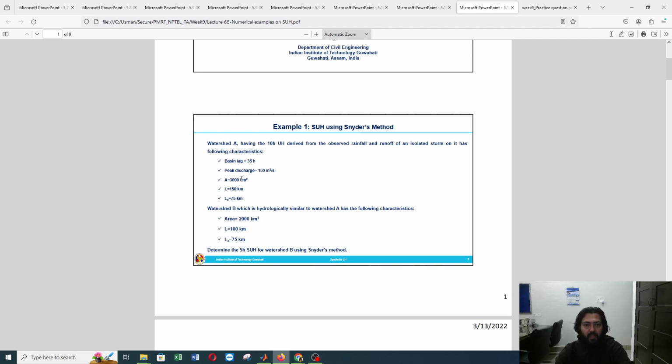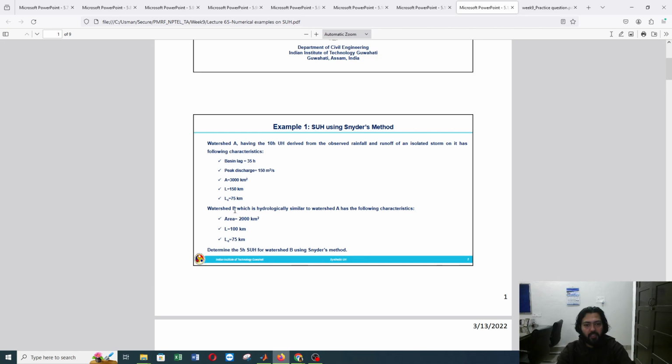What values do we have here? We have the basin lag, that is TP, we have the peak discharge QP, and we have the area. If we divide the value of peak discharge by A, it will give us the characteristic called peak discharge per unit catchment area. Then we have the overall length of the main stream, that is capital N, and also the distance between the outlet and the center of the catchment, that is LC. All are in kilometers, the standard unit. And we also know the duration of rainfall is 10 hours, that is TR is 10.